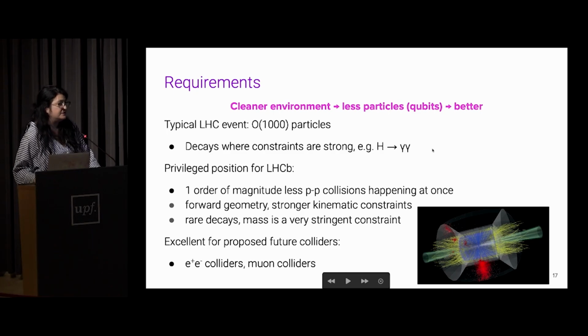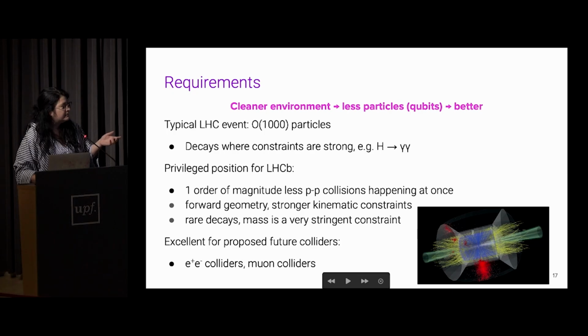LHCb is really in a good position because it has a very definite geometry, and you can place very stringent constraints. And in the field of future colliders, which would really align well with quantum computers, if we think about electron and positron colliders, muon colliders, the environment is way less messy than proton-proton because you don't have hadronization. And so it can also help there, because the requirements are really not as big.